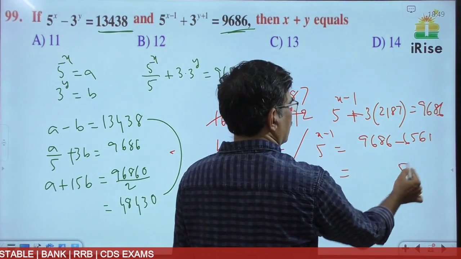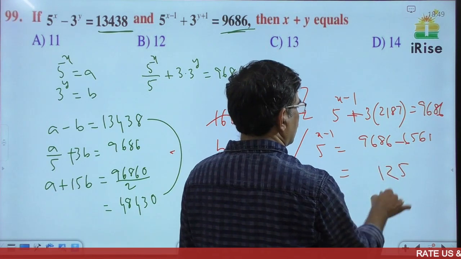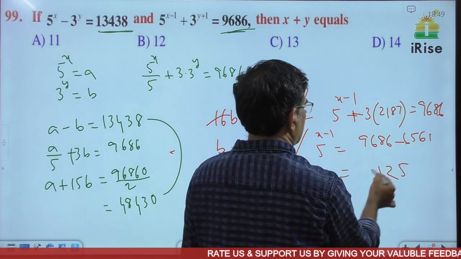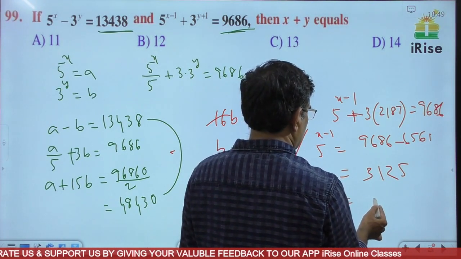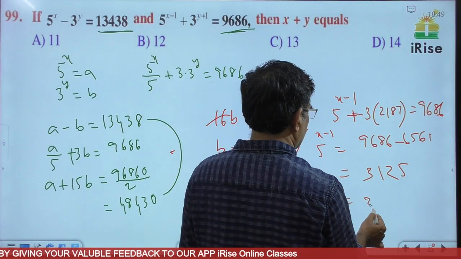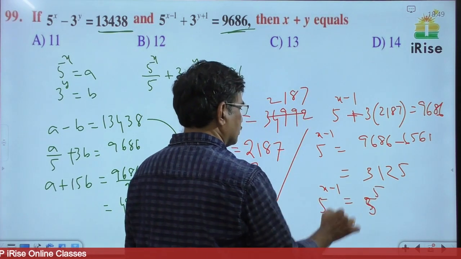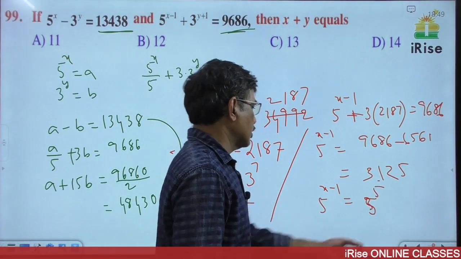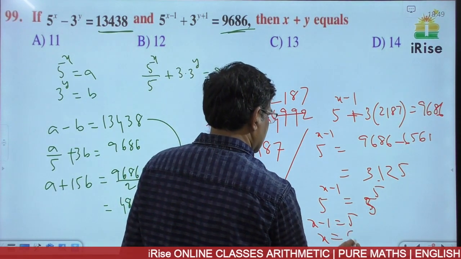6 minus 1 is 5. 8 minus 6 is 2. 6 minus 5 is 1. Okay. 9 minus 6 is 3. 3125, we already know. This is nothing but 625 into 5. 5 power 5. 5 power x minus 1. 5 power 4 is 625 multiplied by 5, we get this one. So x minus 1 is equal to 5, x is equal to 6.